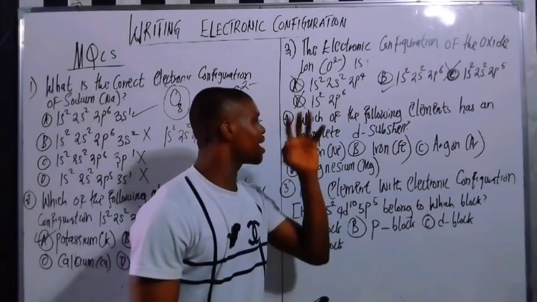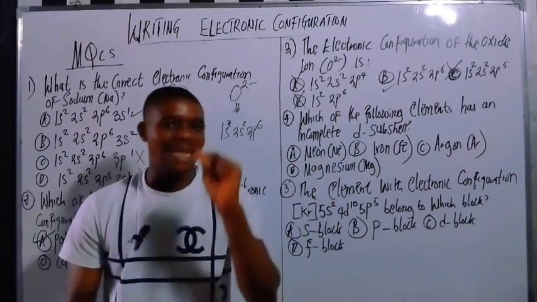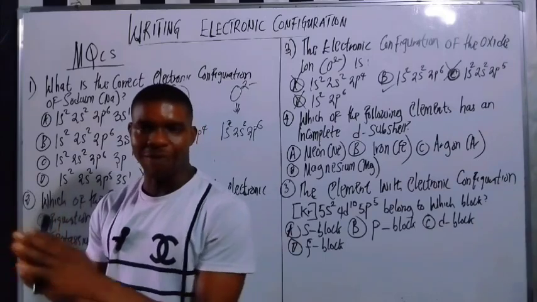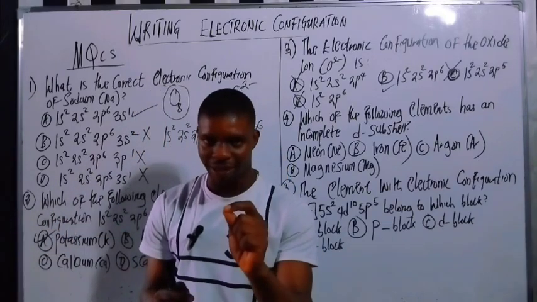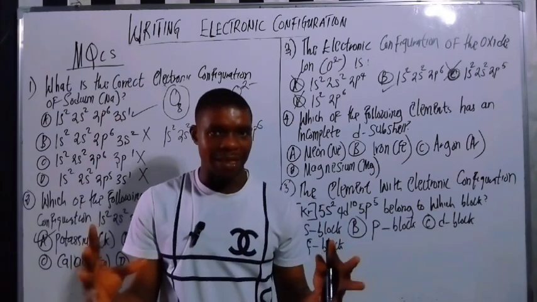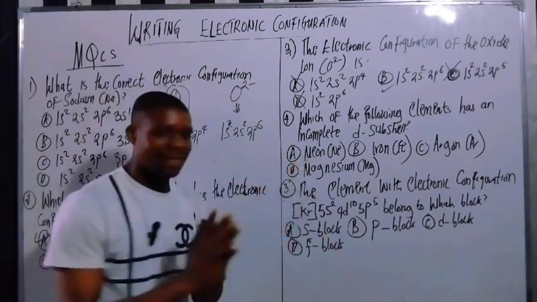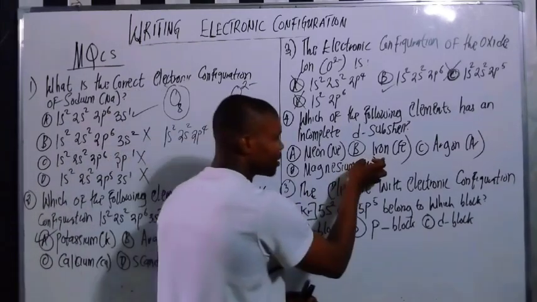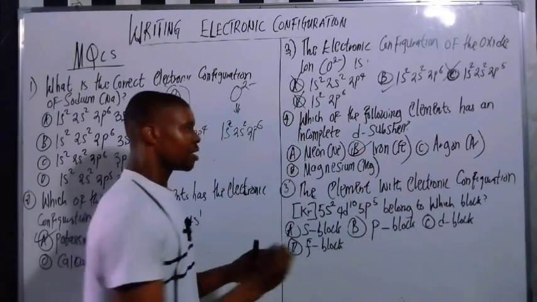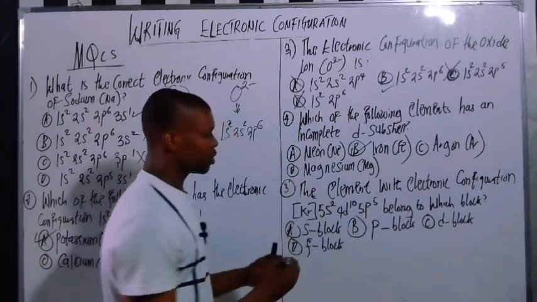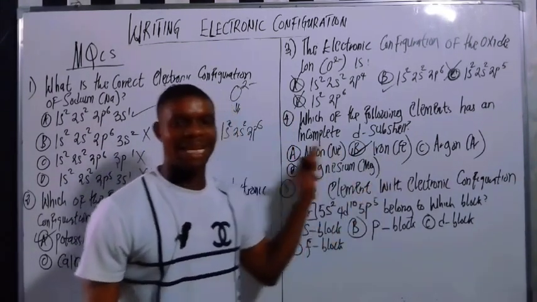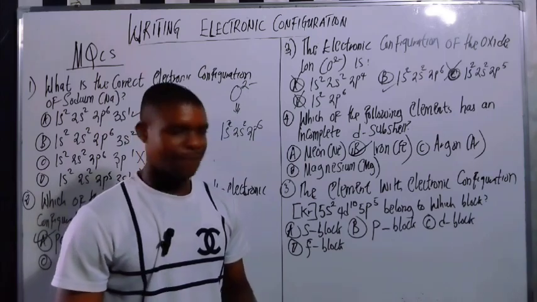Now look at question 4. Which of the following elements has an incomplete d orbital? Whenever you see incomplete d orbital or complete d orbital, what should come to your mind is transition metals. Do you understand? I've given you the first 10 transition metals. Now, neon is not a d-block element. Iron is a d-block element. Of course, the answer is B. Argon is not, magnesium is not. So the answer is iron. And remember, we have written the electronic configuration for iron. You see that? That is it.